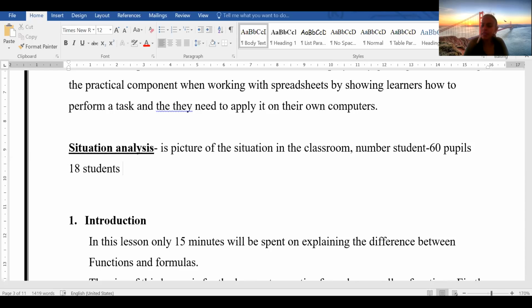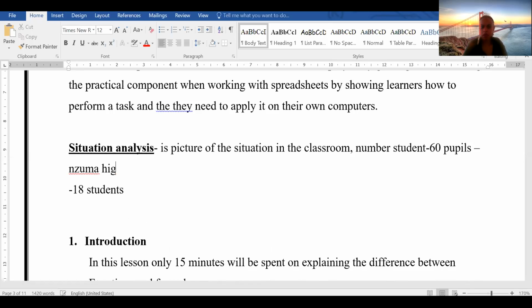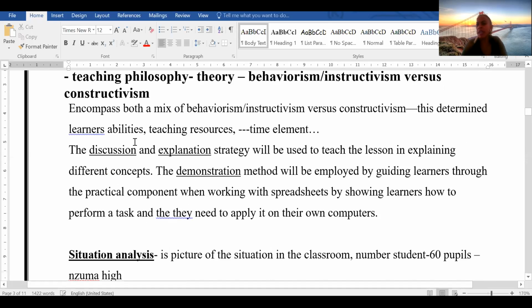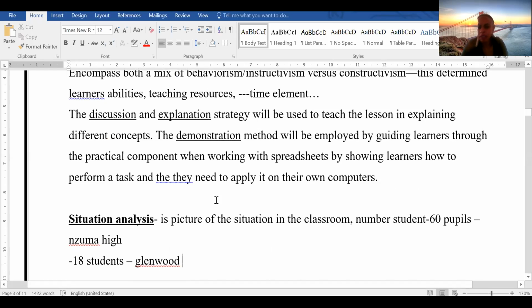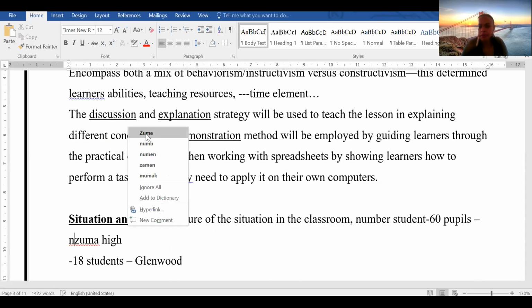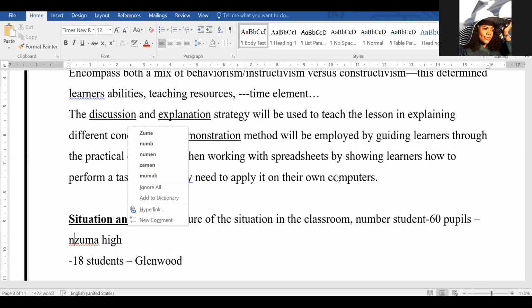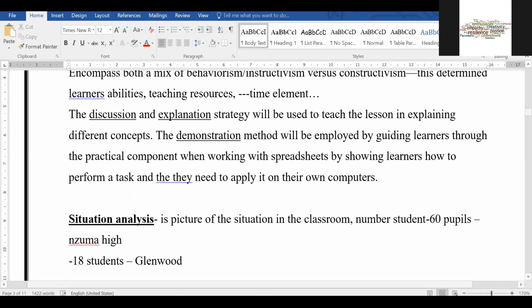What is the difference between Glenwood High School and Nzuma High School? Who can tell me? What is the difference? Who can explain to me how that would affect your teaching strategy? Any person? Let's participate.